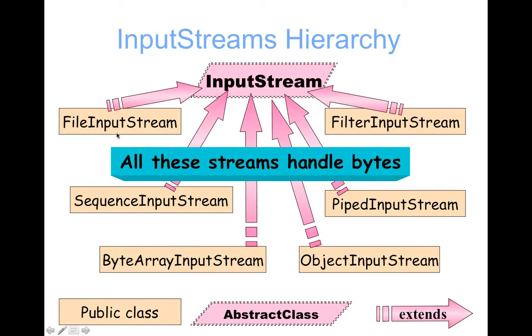If you want to read a file, then we say FileInputStream, which extends an InputStream. And if you want to read input streams in sequence, then we use SequenceInputStream. And if you want to get the byte array out of the input stream, then we say ByteArrayInputStream, like that.